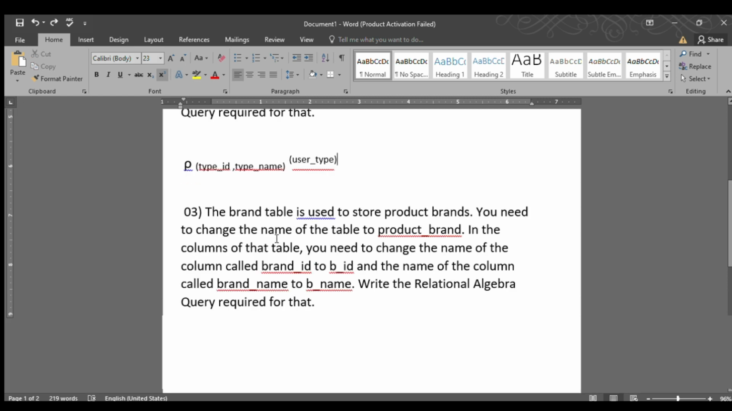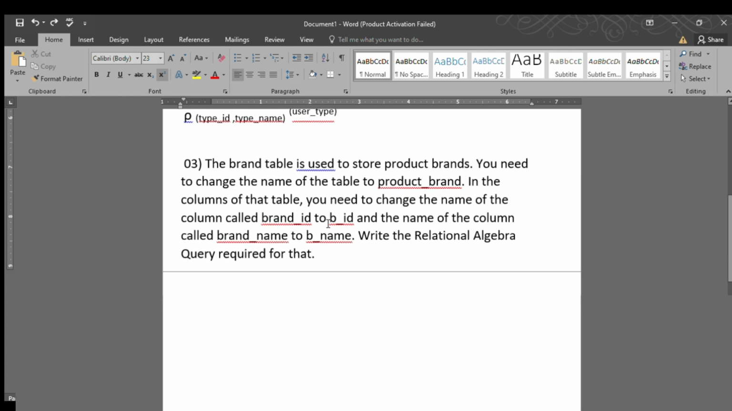The third one: the brand table is used to store product brands. You need to change the name of the table to product brand. In the columns of that table, you need to change the name of the column called brand id to bid, and the name of the column called brand name to b name. Write the relational algebra query required for that.